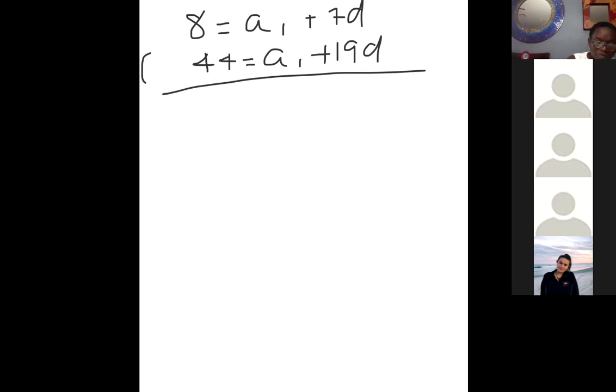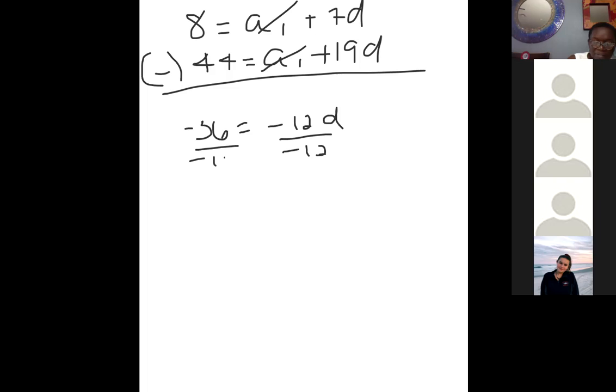So I'm just going to subtract. 8 minus 44 leaves me with negative 36. The a1's cancel out. 7d minus 19d gives me negative 12d. So I divide both sides by negative 12. It looks like d, which is the common difference, is 3.